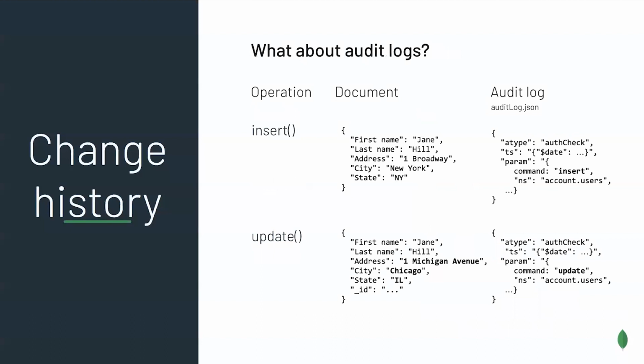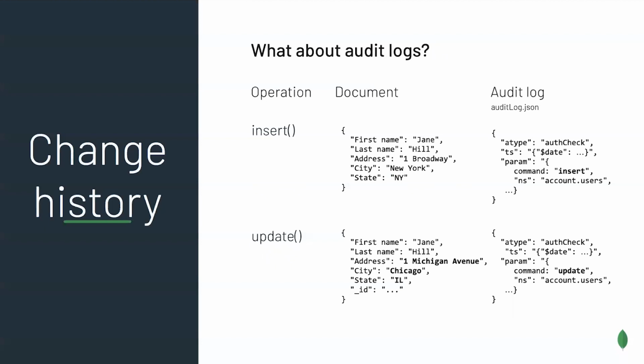At this point, you may be thinking, isn't this what MongoDB audit log does? For example, when insert is called, and auditing is enabled with audit authorization success, then an event like the one shown next to the document being inserted is emitted and stored in the audit log. Similarly, when an update operation is performed, an event like the one shown next to the document being updated is emitted and stored in the audit log.